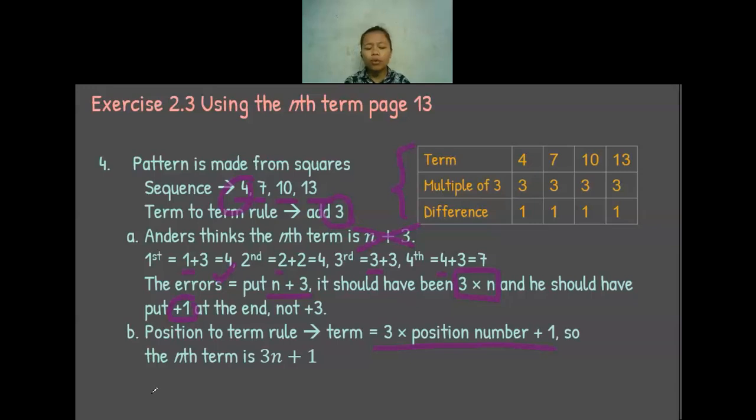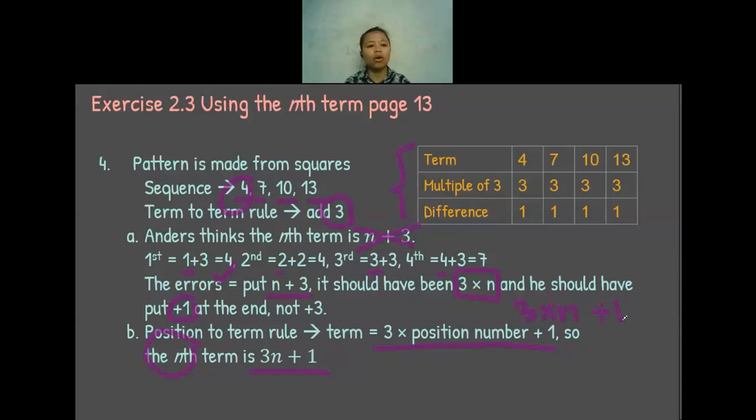And when we want to change it into the nth term, we can change the position number into n, which is equal to 3n plus 1. Or from here, 3 times n plus 1 is also the same thing as 3n plus 1.